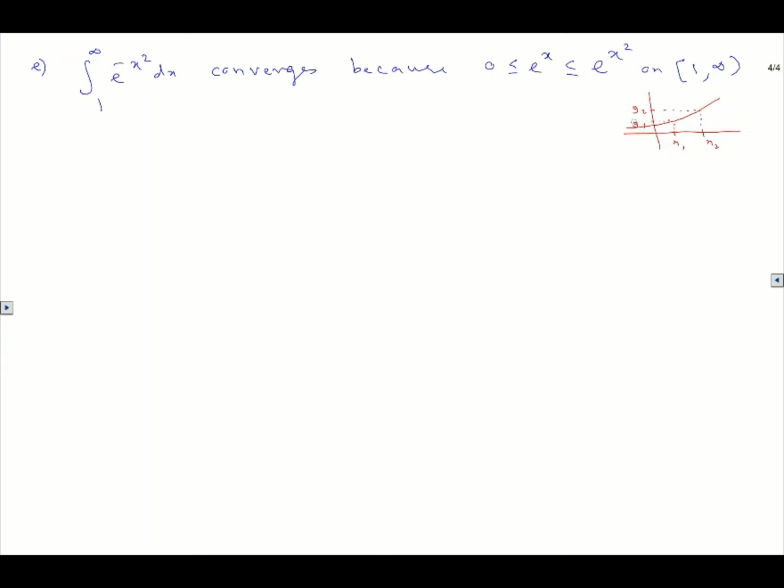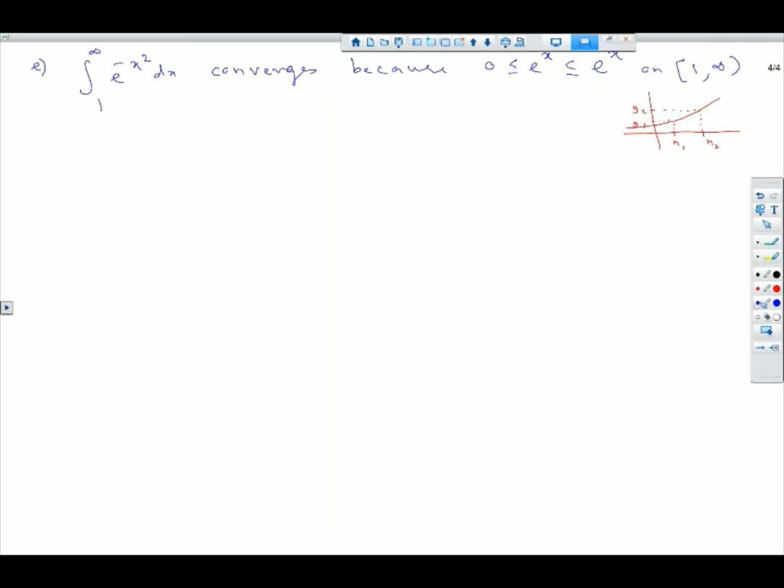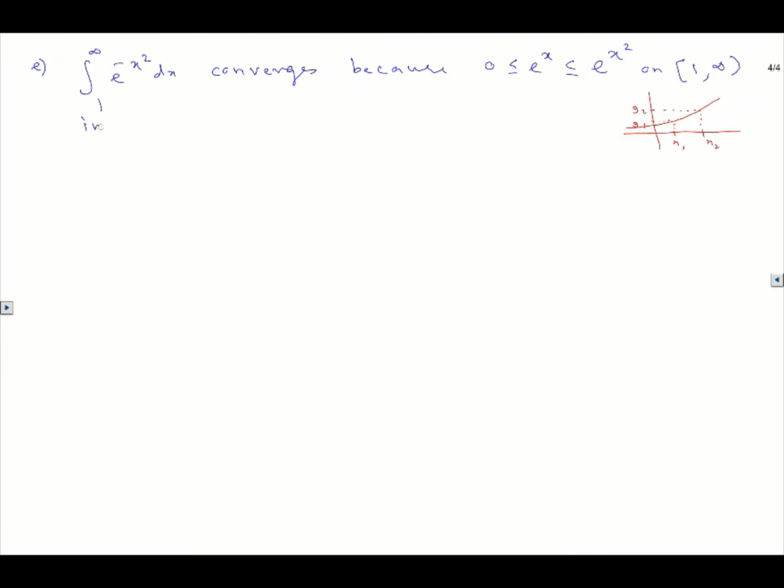Now what we can do is make it upside down. When you make it upside down, you switch the inequality. You can divide, so then it goes backward. The reciprocal of the larger one is smaller compared to the reciprocal of the smaller one. So 0 is less than or equal to e to the minus x squared, which is less than or equal to e to the minus x. That means the x squared is getting smaller because it's upside down, on 1 to infinity.